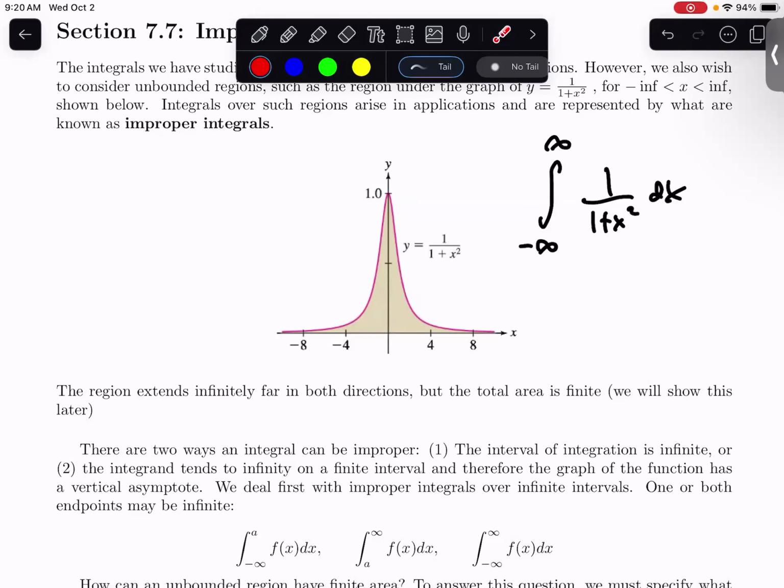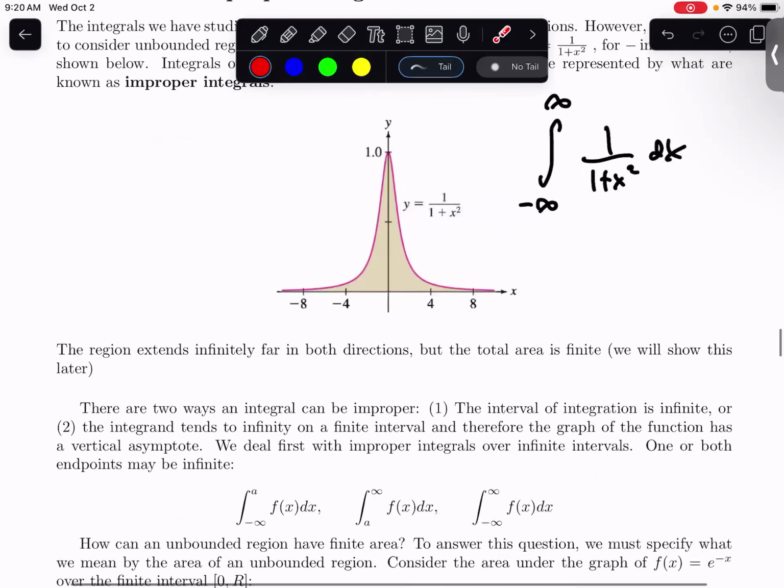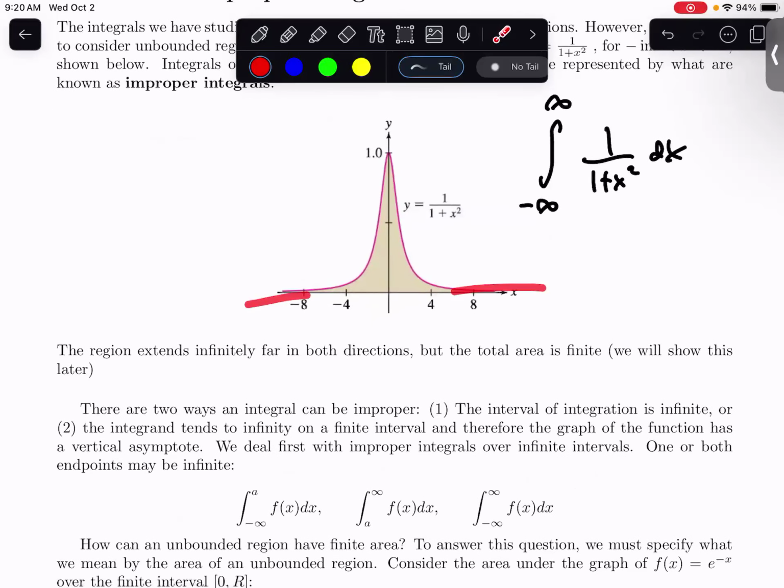And so for this example, even though the domain of integration ends up being infinite, the total area itself ends up being finite. So just because you have an improper integral doesn't mean that you're going to have an infinite area. Otherwise, it'd be kind of boring. You just have to determine if it's like plus or minus infinity, right? So you can have an infinite domain, but still have finite area.